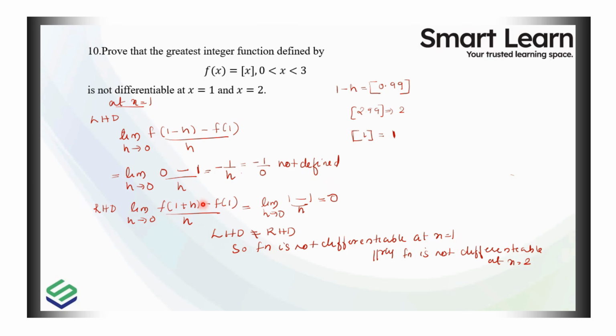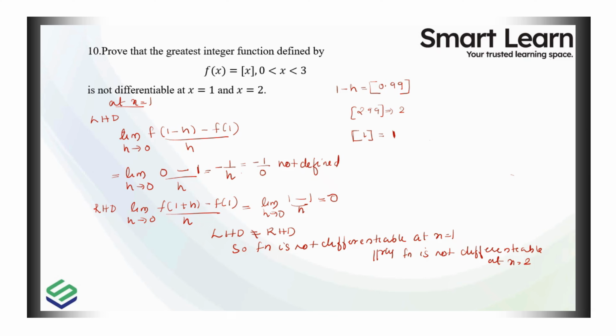Then f of 1 plus h minus f of 1 by h is the RHD. For 1 plus h, like 1.22, it is after 1, so it will be 1 only. And f of 1 also is 1 only. So 1 minus 1, 0 by h. So LHD is not equal to RHD. So the function is not differentiable at x equal to 1.